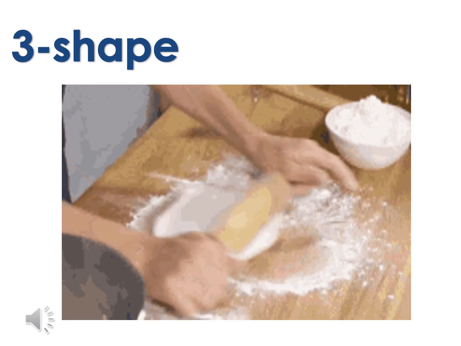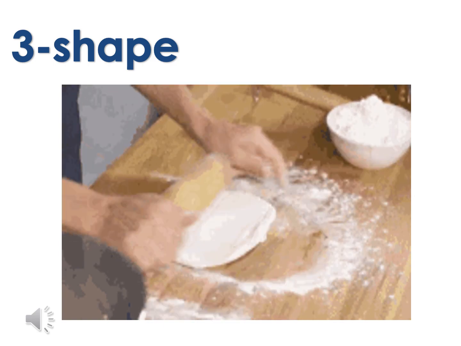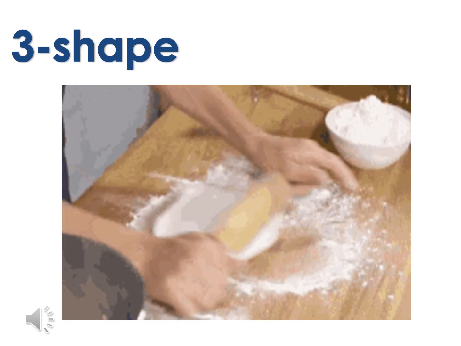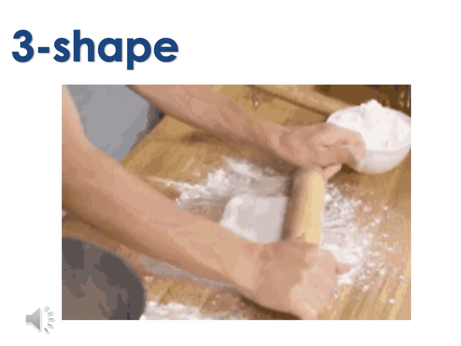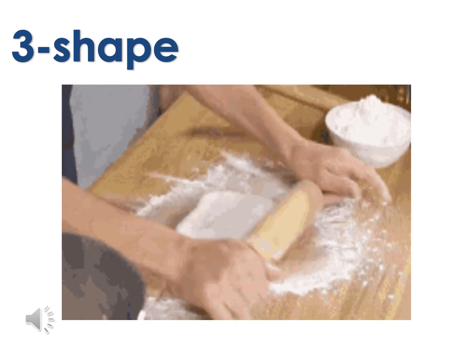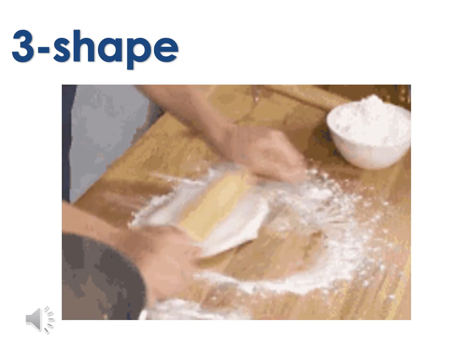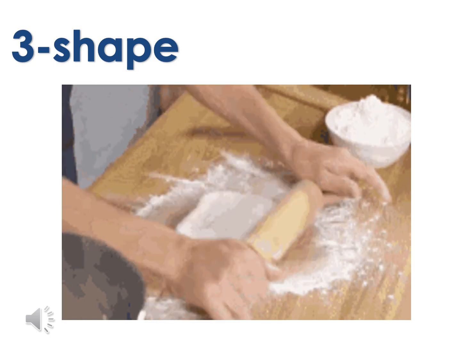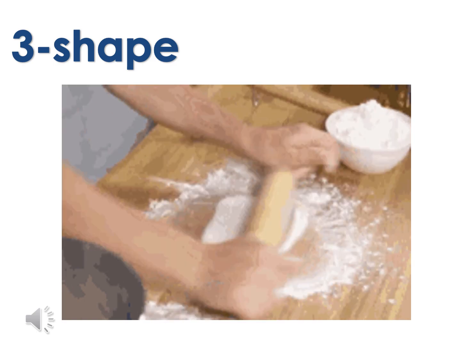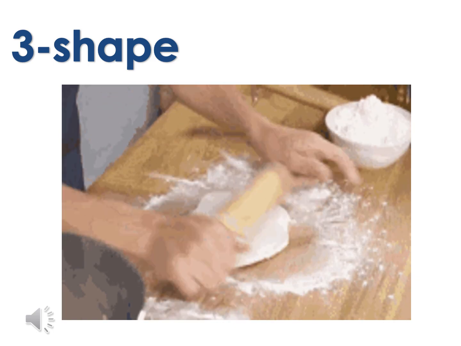Now, what's number three to make bread? Number three is shape. To shape the bread means to make it long or round, any shape you like. Then, once again, number one, mix all the ingredients. Number two, knead. Number three, shape.